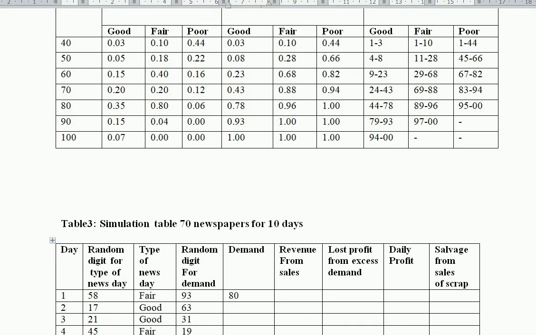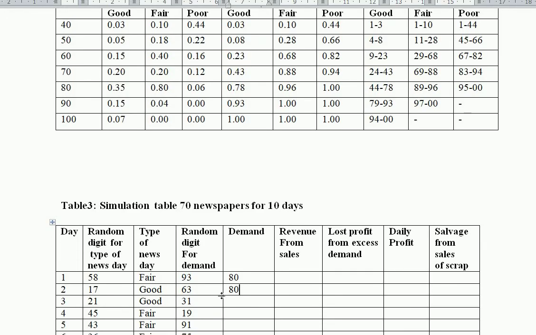Again for the day 2 demand, we have to see 63 in good. 63 lies between 44 to 78, so on that particular day we have a demand of 80. The next value is in the good table, random digit for demand 31. That 31 lies between 24 to 43, so on that row we have a demand of 70.